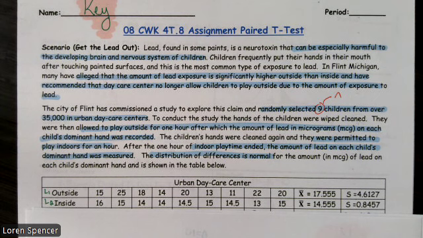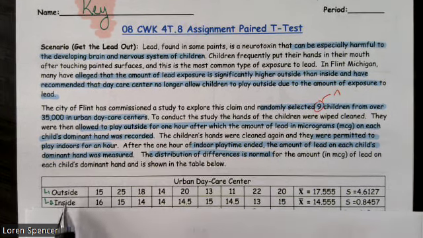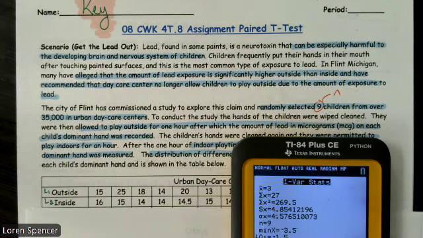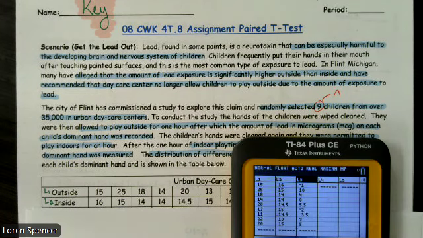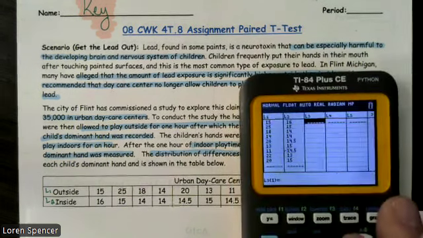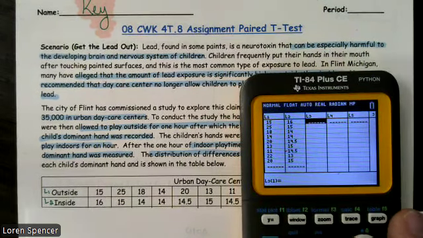The distribution of differences is normal for the amount of lead on each child's dominant hand, and the data is shown in the table below. So what we have is the amount of lead from outside and inside. We need to put the outside information in column L1 and inside information in column L2. If I go to stat edit, you can see that I already have that data input into L1 and L2.